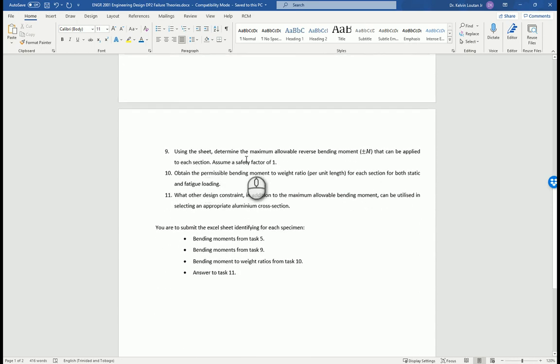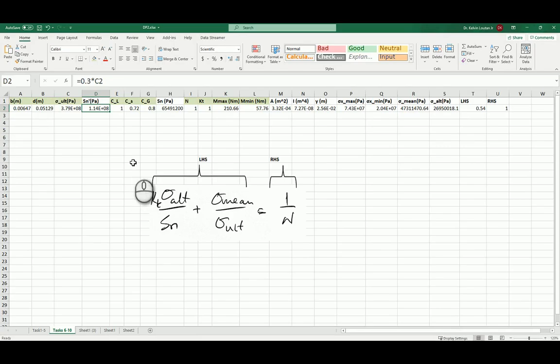Now task 9: using the sheet, determine the maximum allowable reverse bending moment that can be applied to each section. Assume a safety factor of 1. Again, just like before, we're looking at a plus or minus M. So we had M max and M min. Now, we had plus or minus M, meaning that whatever M max is, M min is the same value but negative. So we could let this equal negative 1 multiplied by that value, such that one would be plus and one would be minus.